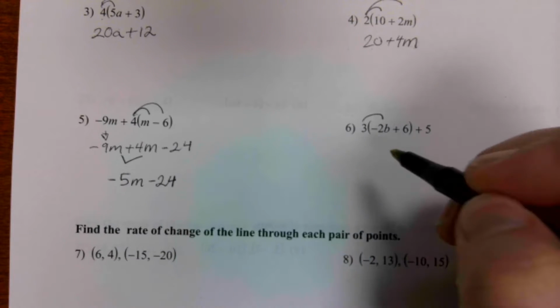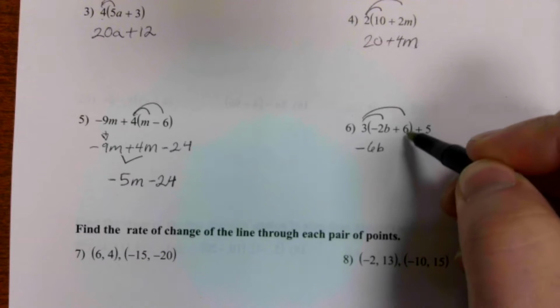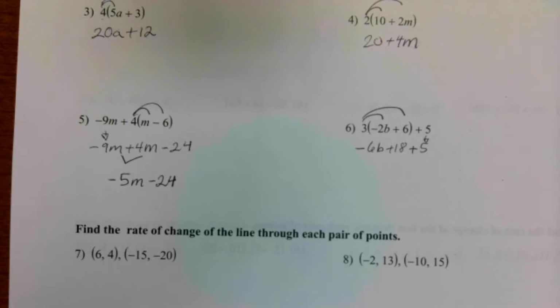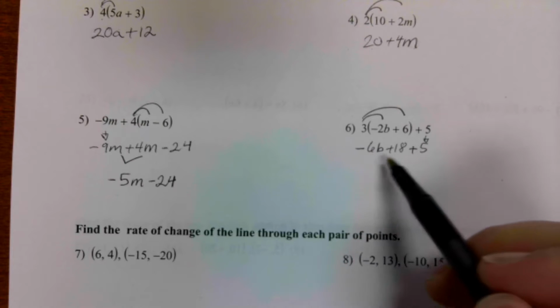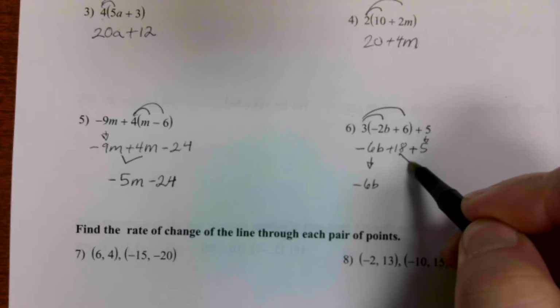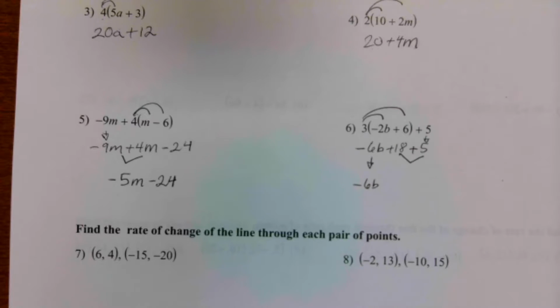3 times negative 2b, negative 6b. 3 times 6, 18. Bring the 5 down. Now again, we're just going to look and see what we can put together. Are there any other groups with b's? Nope. So this one's just going to come down. These are just numbers, so they're going to go together. They're both positive, so we add.